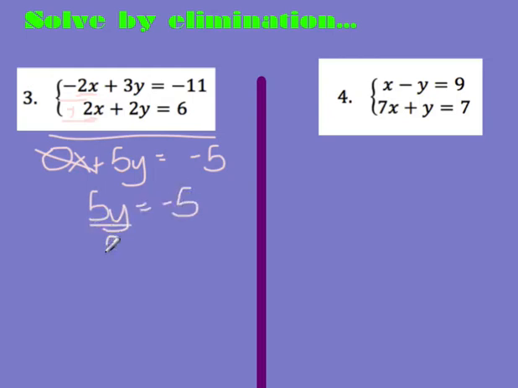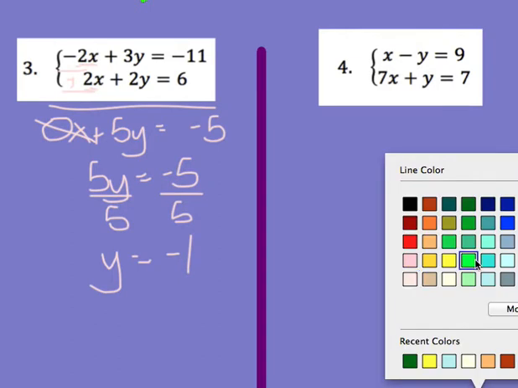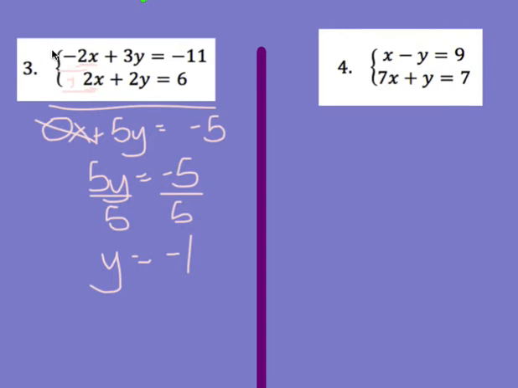Then we're going to divide both sides by 5. And then we get -5 over 5, which is -1. So now we know that that's what y is equal to. So I can pick an equation up here, and I can solve it for x. I'm just going to use the first one again.